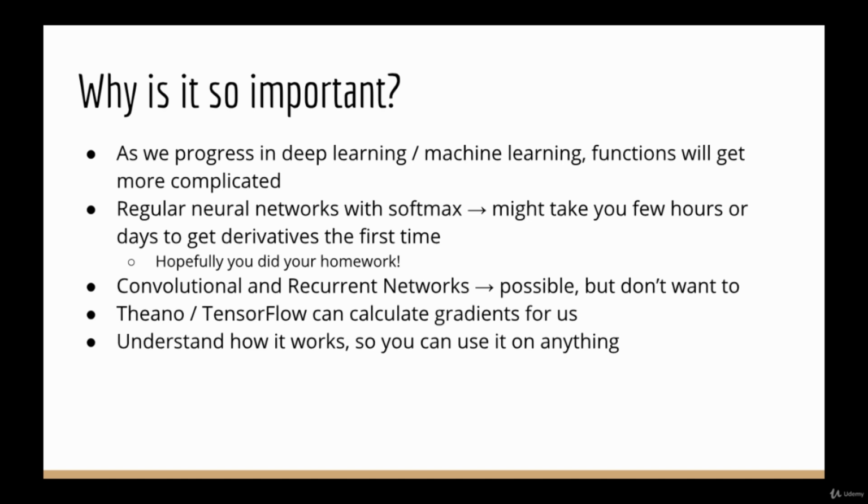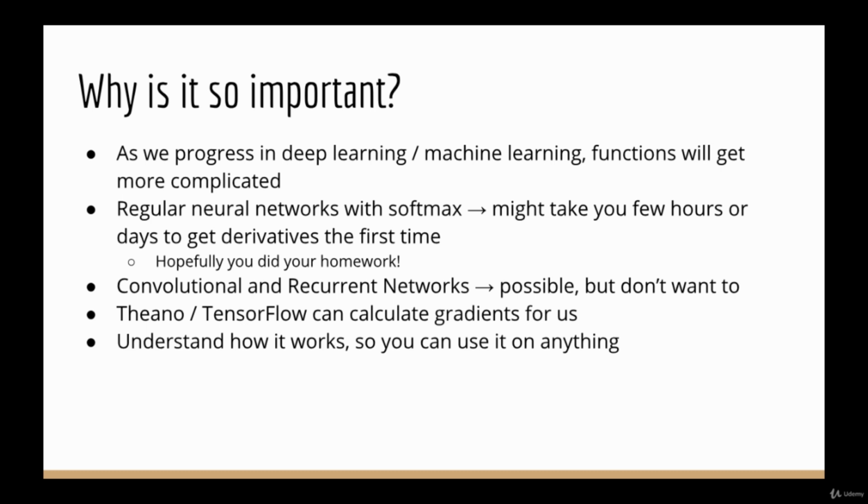Now, why is this technique so important and why do I keep talking about it? Well, you'll notice that as we progress through deep learning and machine learning, the functions that we'll work with will get more and more complicated. For regular neural networks with softmax, it might take you a few hours or a few days to get the derivatives right on your own the first time. What happens when we go to convolutional neural networks and recurrent neural networks? It's definitely possible to derive the gradients on paper, but we don't actually want to spend our time on this. Our time is much better spent testing different architectures and different hyperparameters without having to worry about the gradients.